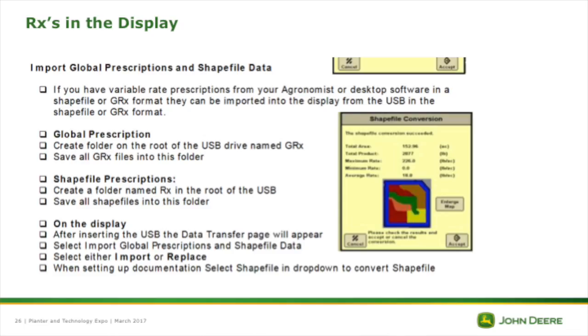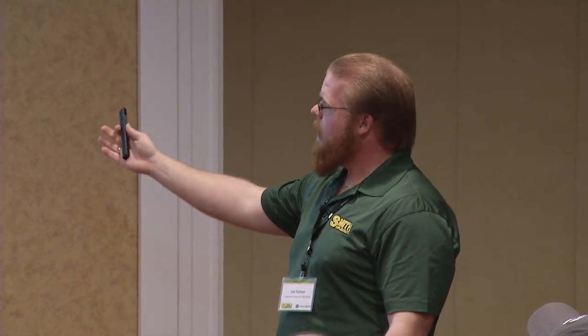Then, that shapefile conversion, depending on who it is, as long as that shapefile's not corrupted, you should be able to see that field. That'll be your field projection, max rate, min rate, average rate, total area. I always like to throw that out there because then you can see beforehand if that prescription file might be corrupted or whatever the scenario should be. Then you know it's good, accept it, and go on.